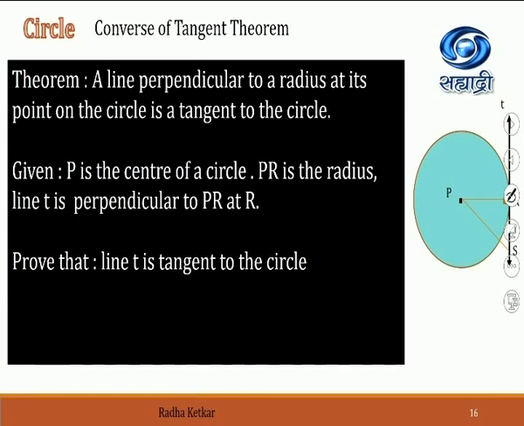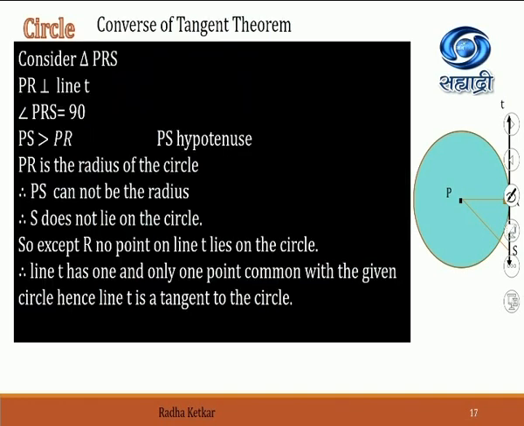Converse of tangent theorem: a line perpendicular to a radius at its point on the circle is a tangent to the circle. So what is given to us? P is the center of the circle, PR is the radius, and line T is perpendicular to PR at point R. We have to prove that line T is a tangent to the circle. Consider the triangle PRS. PR is perpendicular to line T, so angle PRS is 90.